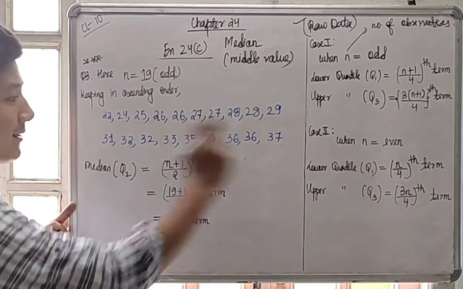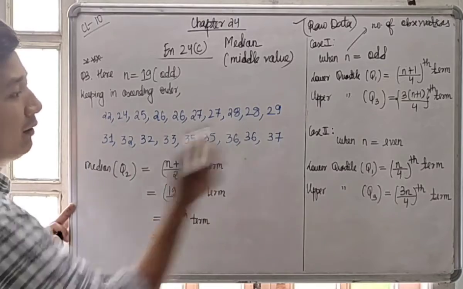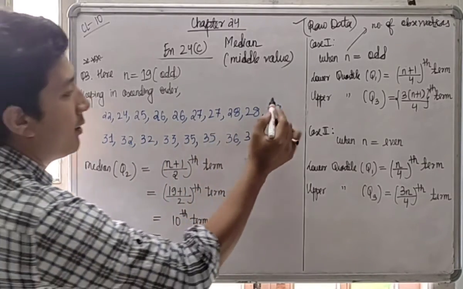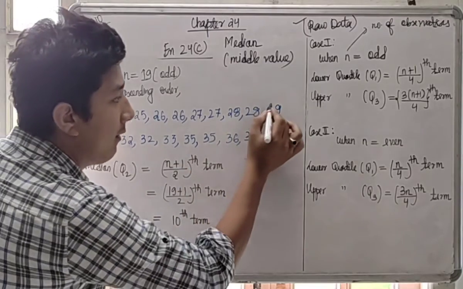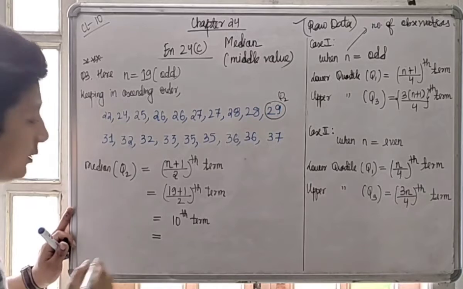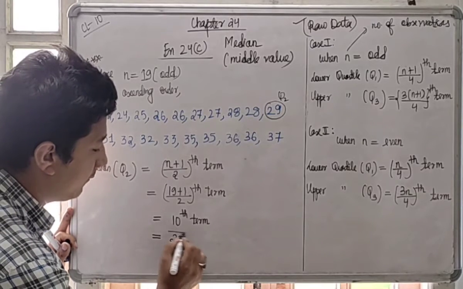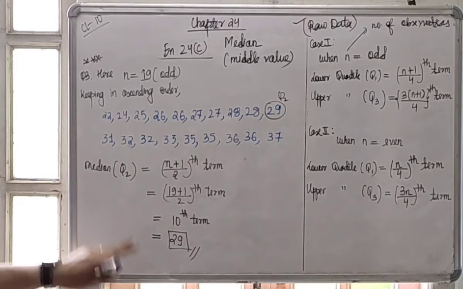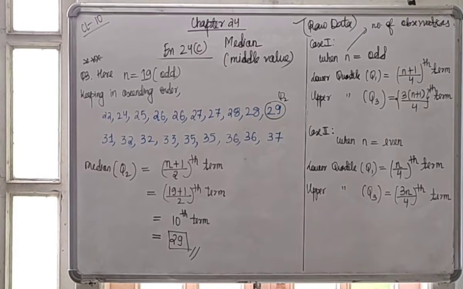The 10th term in ascending order. So let's see, I think it is 29 only. 1, 2, 3, 4, 5, 6, 7, 8, 9, and 10. So this is my Q2, which is the median. So what is my median? The median is 29. I hope everyone is clear with this, boys. Simple and easy. Please pause the video and note it down till here.